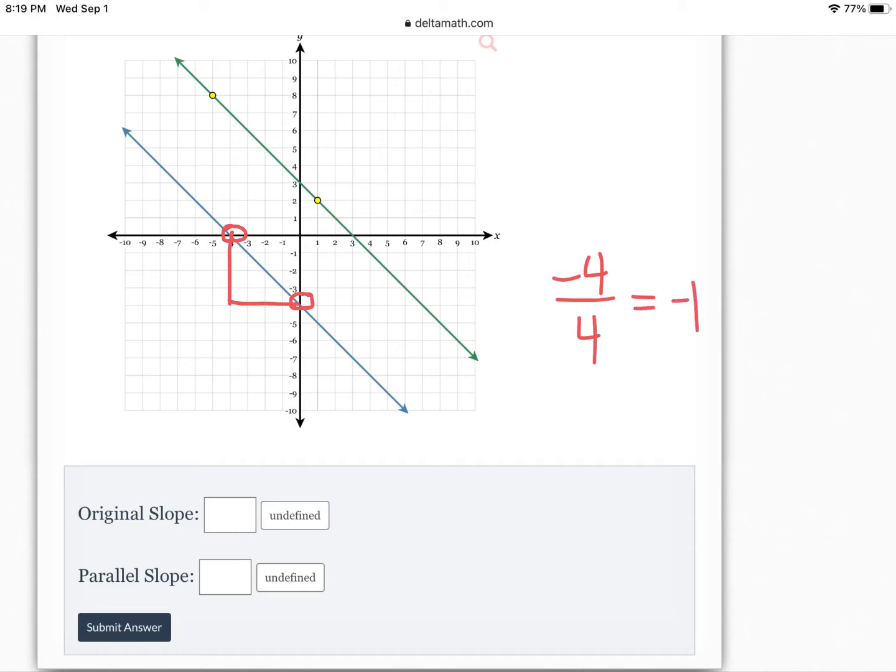Now, the whole significance of this lesson is that when you do parallel, their slopes should be the same. That's the reason they are parallel, is because they never ever intersect, and the only way that can happen is if their slopes are equal.